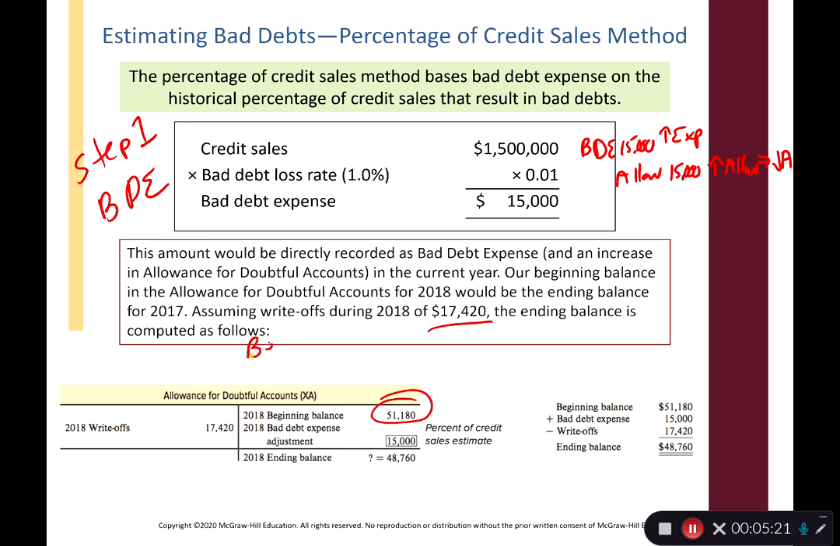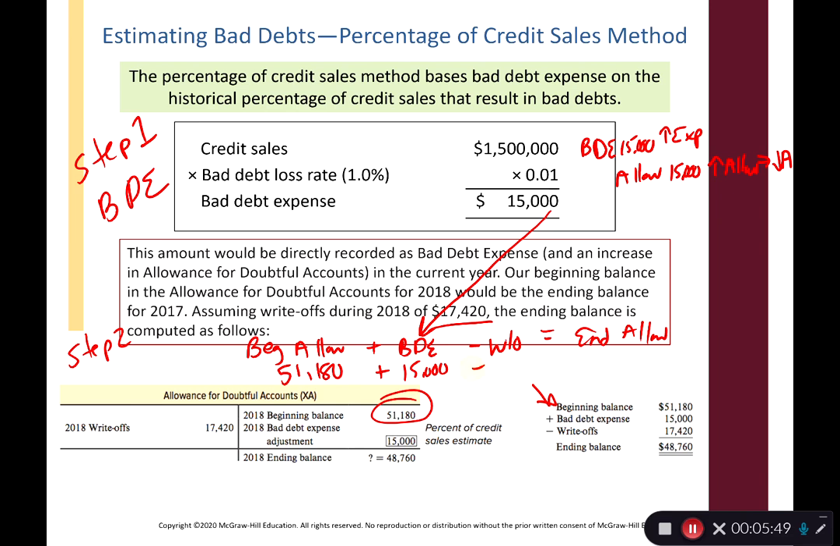I'm going to show it to you using step 2. The formula for the allowance, beginning allowance plus BDE minus write-offs equals the ending allowance, which is really done for us right here. The beginning allowance would have to be given in the problem, 51,180. The BDE we just calculated. It's that 15,000 from step 1. Write-offs also have to be given, 17,420. And that would get us our ending allowance, which is 48,760.